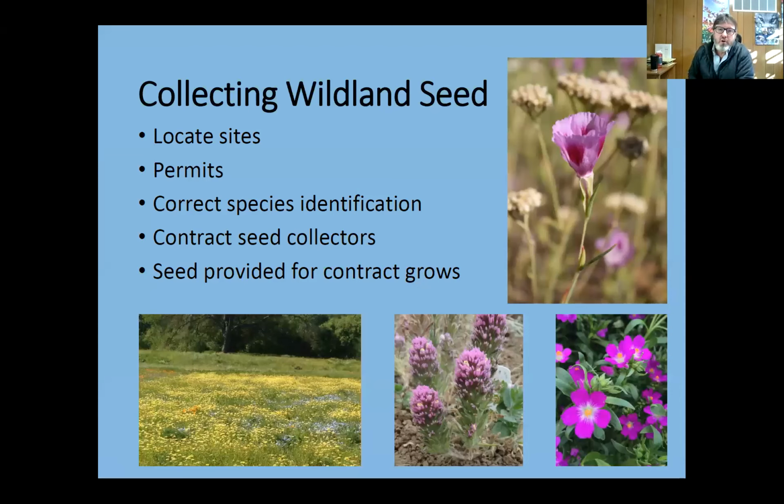So the process of growing out seed of known genetic origin starts with the collection of wildland seed. So it really is that stock seed, that wildland seed, can actually often be the limiting factor when it comes to being able to grow out this material. You have to locate the sites. You have to be able to get permission oftentimes to collect the material. Oftentimes that requires permits. You have to make sure that you're properly identifying the species.